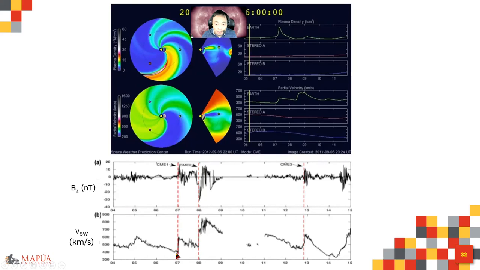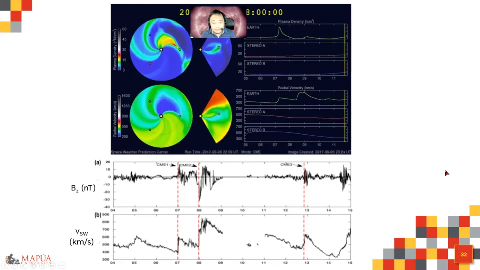So this is the first CME that arrived on September 7. More or less, it's right on the spot. But the second CME actually arrived at the start of September 8, while the model predicted that it would arrive a little bit later, at around 12 UT. But it did arrive. So this is the first CME and this is the second CME. Of course, there's a third CME, but it's not included in this model anymore. Okay. So that's it.